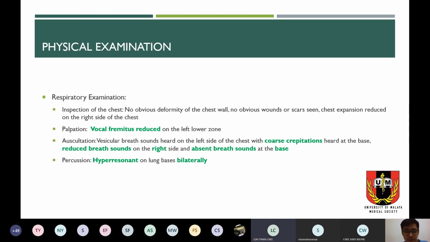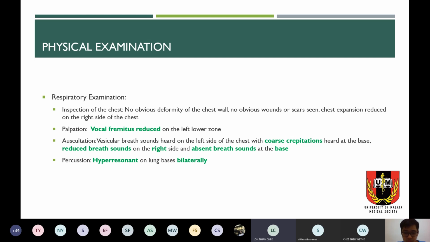So you think it's hyperresonant bilaterally compared to the upper zones? Something like that, but the left side will be a bit more hyperresonant. So you mean that when you percuss the left and right side, the upper and middle zones are normal resonant, and as you go down to the bases, it's more hyperresonant compared to the upper and middle zones, but very hyperresonant at the left lower zone. Yeah.